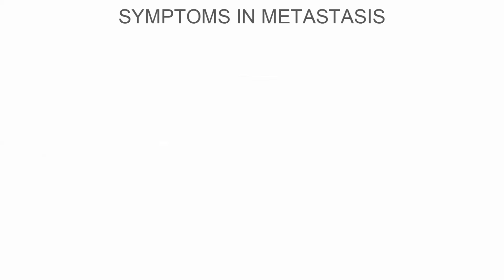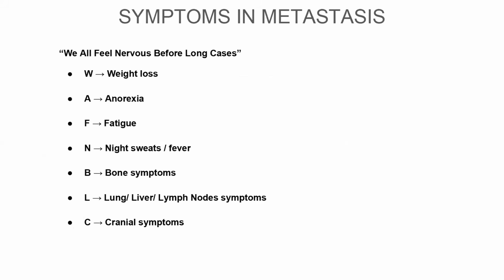Moving on to the symptoms in metastasis. We have a mnemonic called "We all feel nervous before long cases." W is for weight loss, A anorexia, F fatigue and night sweats or fever, B bony symptoms, L is lung, liver, lymph node symptoms, and C is for brain, cranial symptoms.